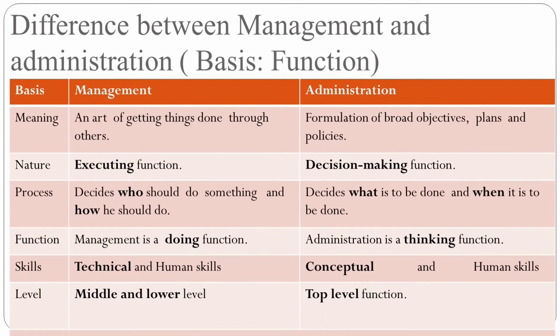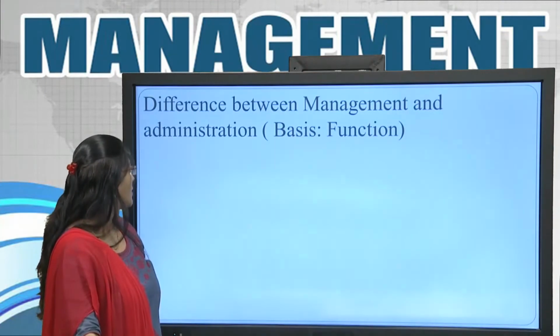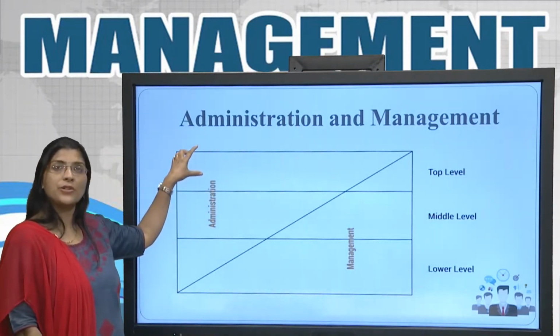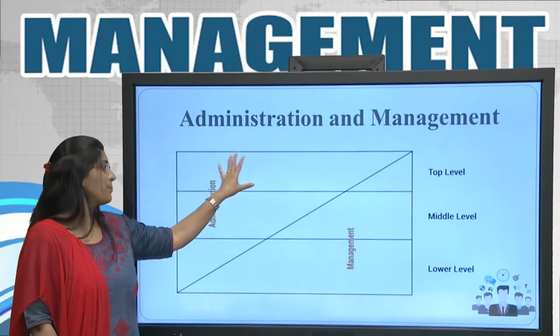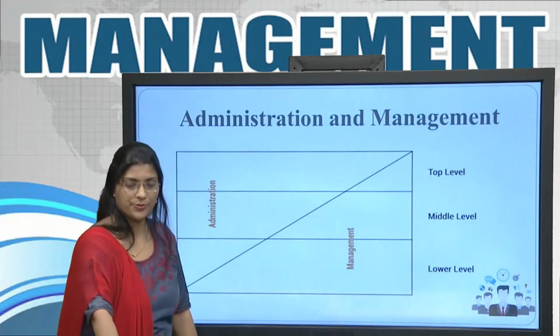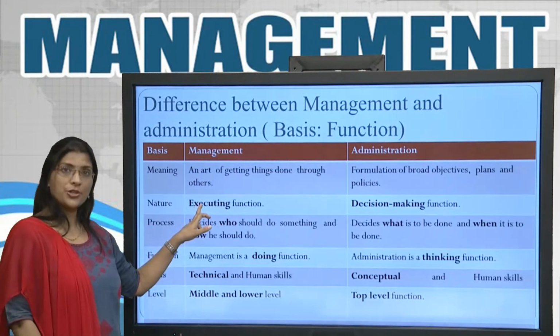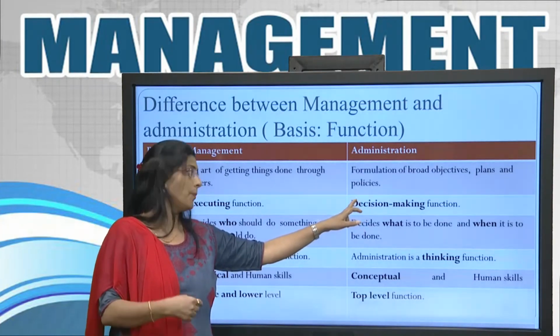The meaning of management is that it is the art of getting things done through others, while administration is the formulation of broad objectives, plans and policies. Here also we see that top level management, as we all know, formulates plans and policies. That's why more administration power lies in the hands of top level management. The nature of management is executive, while the nature of administration is decision making, which lies with top level management.